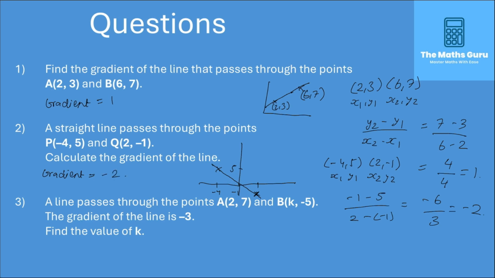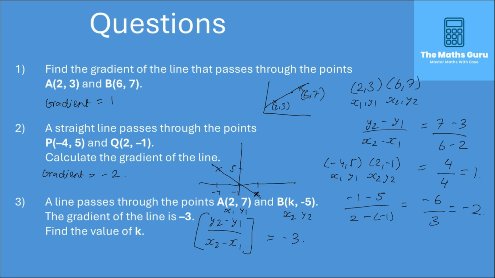A line passes through the points A (2, 7) and B (k, -5). The gradient of the line is -3. Find the value of k. In this case, we can use our gradient formula to work out our k. So let's write out our gradient formula again. y2 minus y1 over x2 minus x1. Let's label our coordinates first. We have x1, y1, x2, y2. We know that this is an expression for our gradient, which means that for some values of y2, y1, x2, and x1, this formula will be equal to -3.